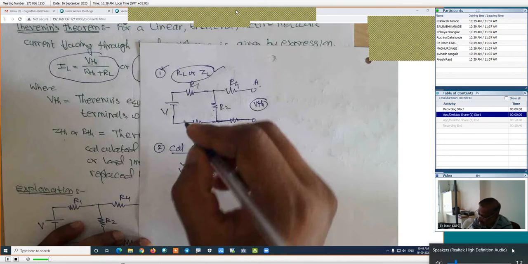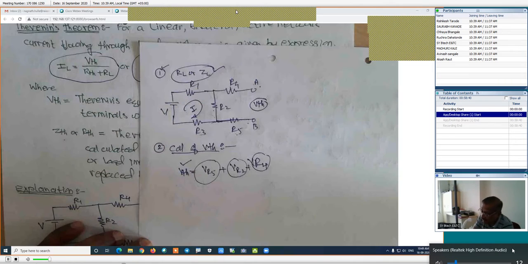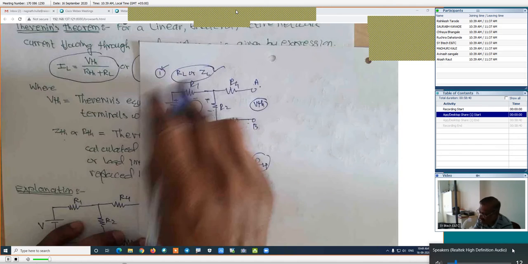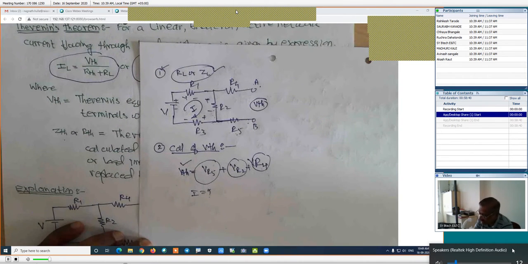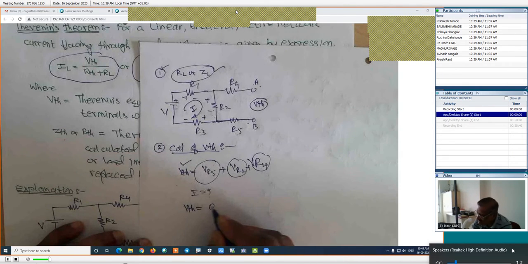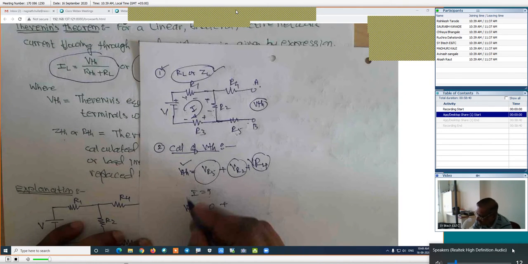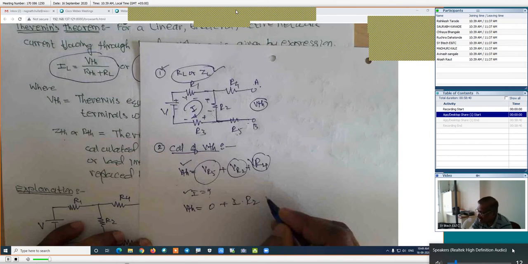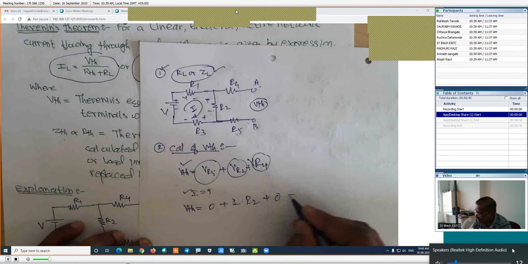In this case, the simple method is that this is one loop, assume its current as I, mark the polarity, and apply KVL to this circuit and find its current, that is I. If we know I, then we are in a position to find this VTH. This voltage is 0 because current in R5 is 0. VR2, its current we can calculate, which is I into its resistance, that is I into R2. And finally, the voltage across R4 is again 0 because this is open circuit. In this way, we are able to find the VTH.